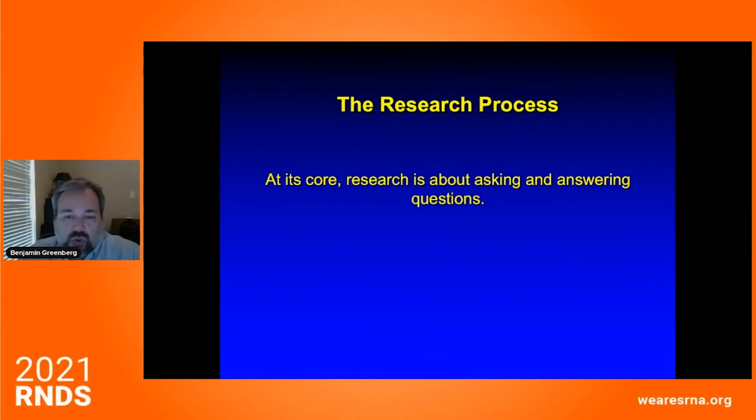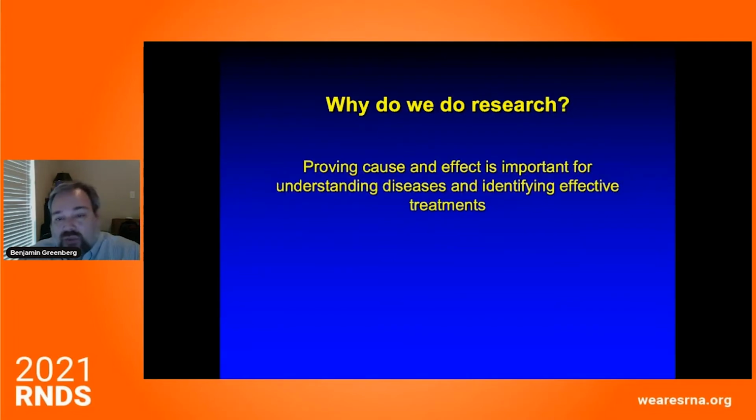And at its core, research is about asking and answering questions. That's all research is, but doing it in a systematic way. So on the next slide, we ask the question, why do we even do research? The main reason is proving cause and effect. Proving associations between two different things is extremely important for understanding a disease and identifying effective treatments.